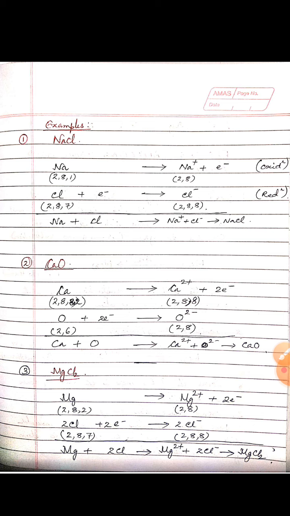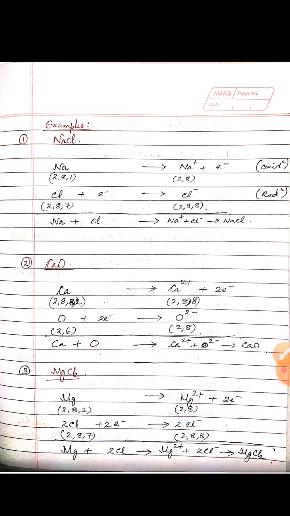Now when we compare the two steps, you can see magnesium lost 2 electrons but chlorine accepted only 1. So where will the other electron go? To equalize, we have to multiply the entire second equation by 2. So you can see here we have multiplied and we wrote 2Cl plus 2 electrons giving 2 chloride.